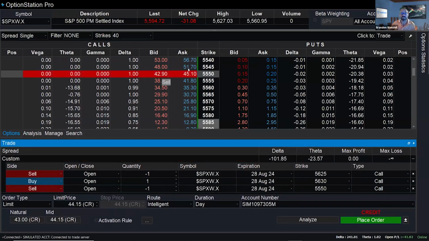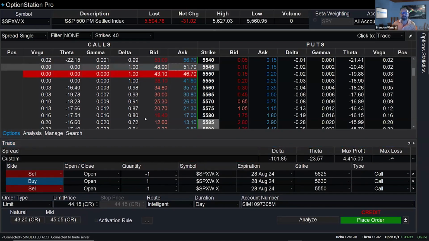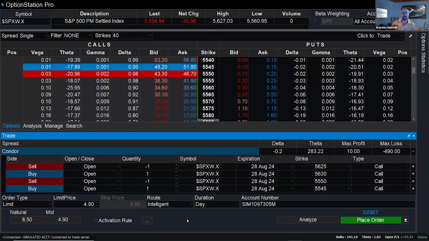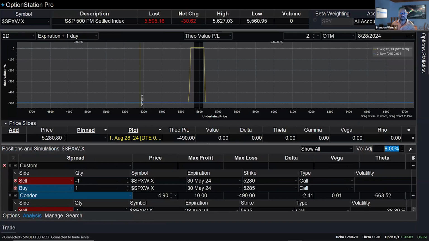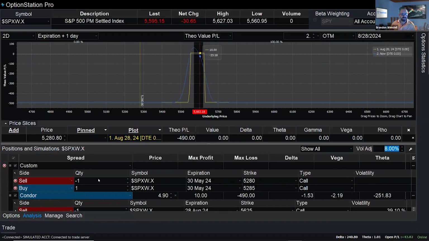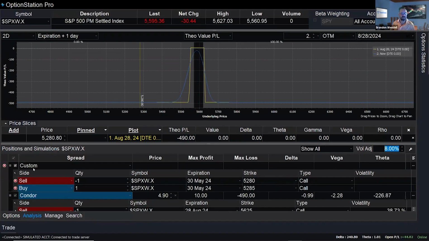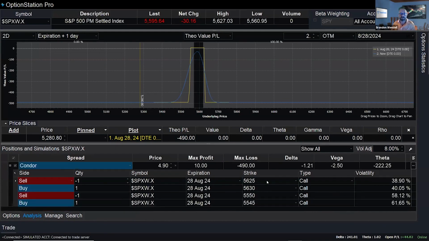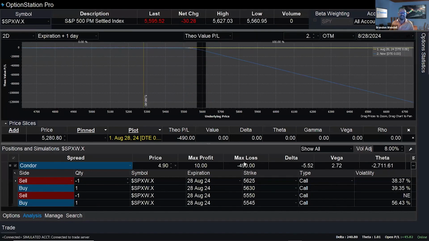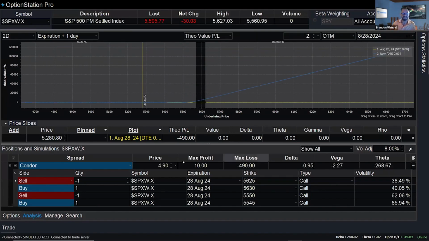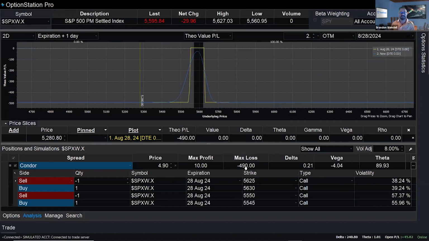There it goes, 55.50 and 55.45. There it is, condor. We go analyze. And did that go right? Oh, no, there's a custom there and got to take that out. And you can see we're not collecting much. It's only $10 of premium with $490 of risk. It's not something I would do, but just to show you the example, that's all. $10 profit, $490 worth of risk.